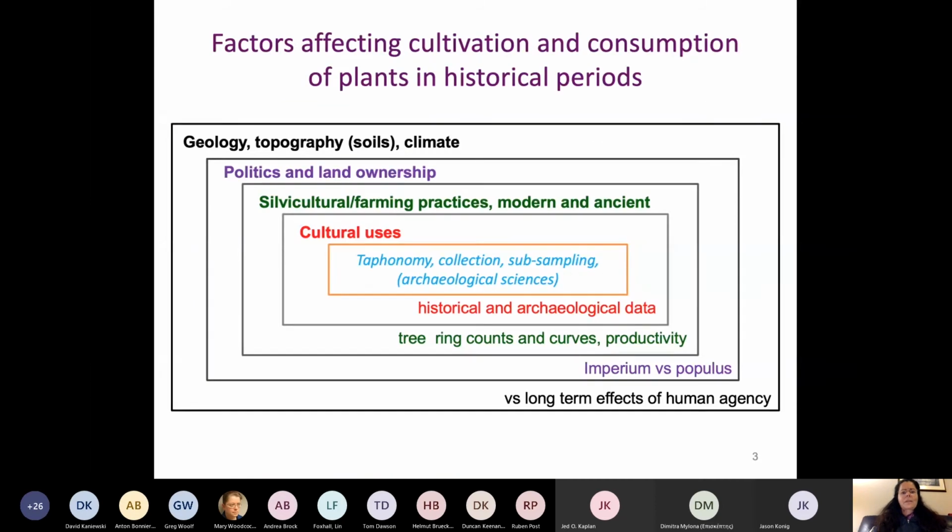So what is affecting archaeobotany? What things do we find in historical periods? We have plants, obviously, and on different levels of scale, you've got the geology and the topography. You've got climate, and luckily lots of people before me have spoken a lot about this. Politics and land ownership can make quite a difference to where things are grown or how they're grown or how they're sold.